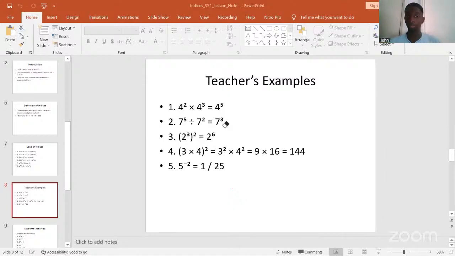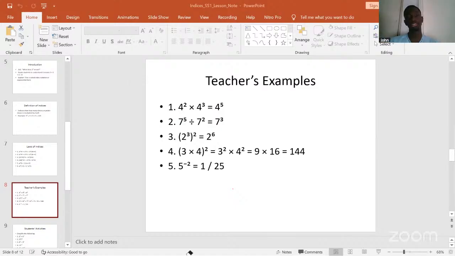Yes, sir. Or you actually multiply the numbers 3 times 4 to give you 12, and 12 squared will give you 144. Okay? But in a situation whereby you have a variable in that place, you try to separate it this way. Okay? Yes, sir. Example number 5. Can you tell me what it's all about?